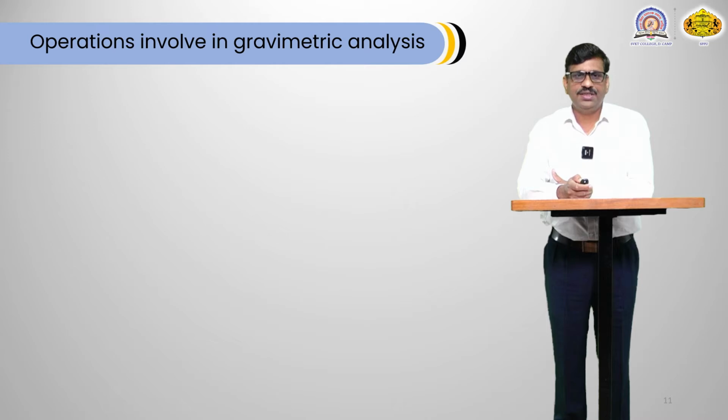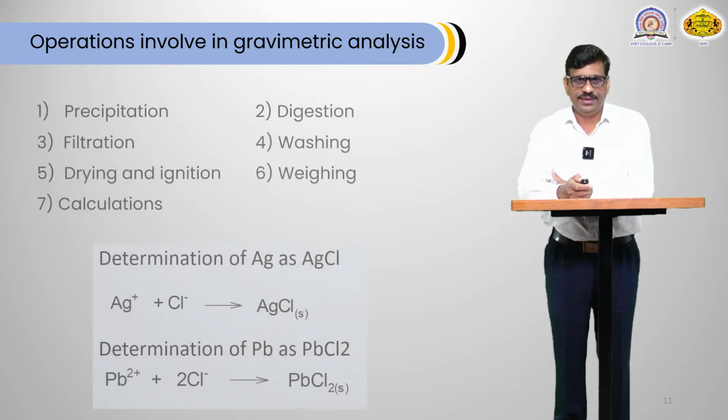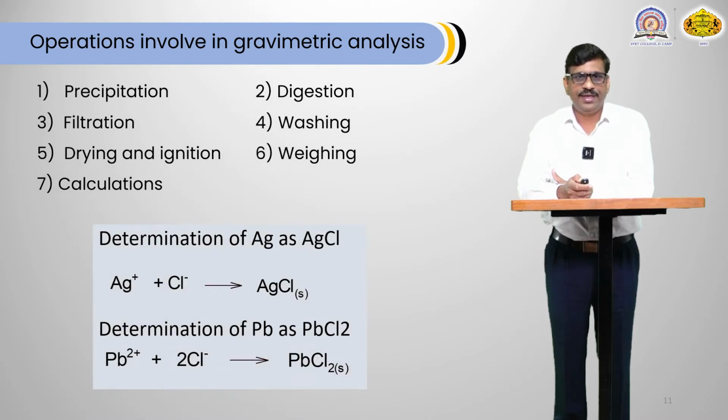Now, operations involved in gravimetric analysis. In gravimetric analysis, there are different operations that are involved. First is precipitation. A suitable reagent is added to precipitate the element from the solution. This is called precipitation. Then digestion.